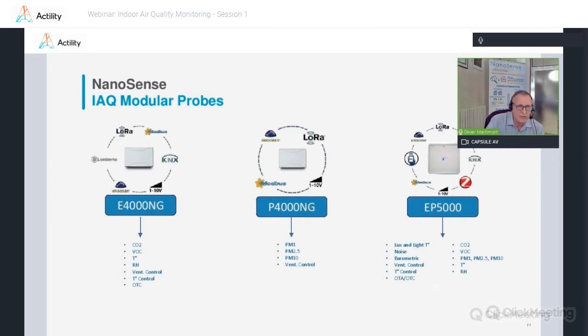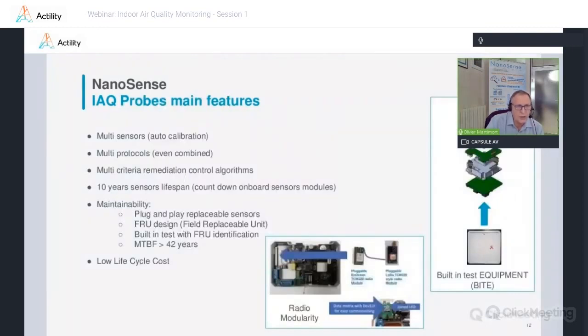All of them, as you can see, have many protocols. This is recapped here: multi-sensors, multi-protocol, multi-criteria of remediation, of course, and they are all designed for a 10-year lifespan. This is required by KNX, by the way. And this is really designed for maintainability. Most of the sensors are plug and play. We can even identify, in case of failure, the part that has failed with a built-in test. And the MTBF for this probe on the right is 42 years. This is, of course, designed for lifecycle cost.